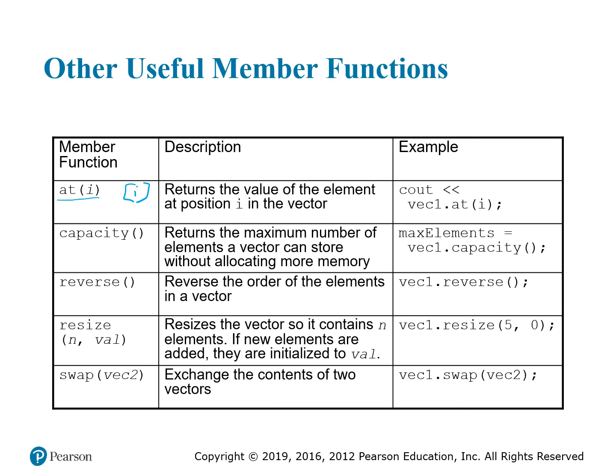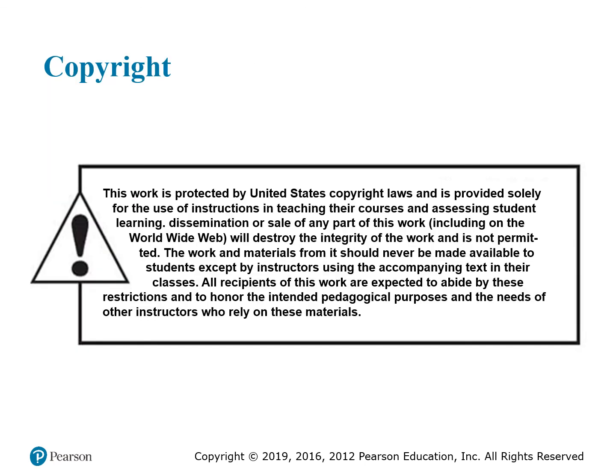You can reverse the order of a vector. You can resize the vector. So resize adjusts capacity. Okay. So if you have a 10 element vector and you want to make sure it holds 20, you can resize 20, okay? And then the new elements will be initialized to whatever your val is, okay? And you can swap two vectors. This is kind of a cool thing. If you want to exchange the values of vec1 and vec2, you can swap them. Okay.